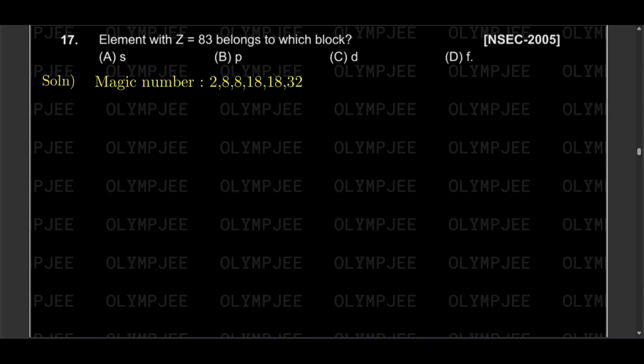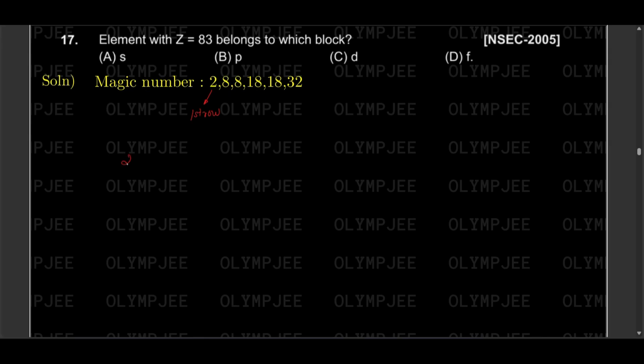Moving on to question 17. The element with Z equal to 83 belongs to which block? For solving this question, you must remember the magic numbers: 2, 8, 8, 18, 18 and 32. This is the number of elements in the first row, second row, third row, fourth row, fifth row, sixth row. The total elements till the second row would be the summation of the elements in the first and second rows, right? So till the second row, there are 10 elements.